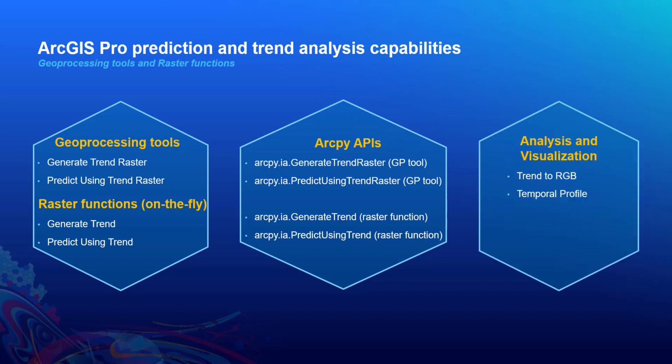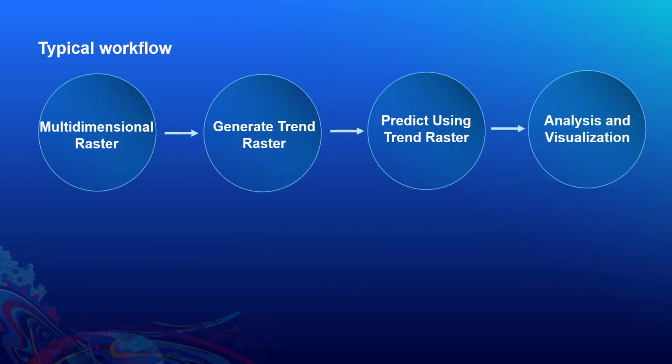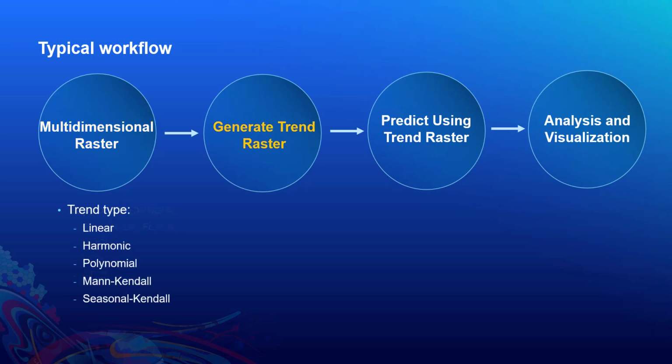Trend to RGB and Temporal Profile are helpful tools that can be used to conduct analysis on the results as well as visualization. A typical workflow on prediction and trend analysis is as follows. First, we create a multidimensional raster. Currently, we support Cloud Raster Format as well as scientific formats such as NetCDF, HDF, and GRIB. Then we generate a trend raster from the input.